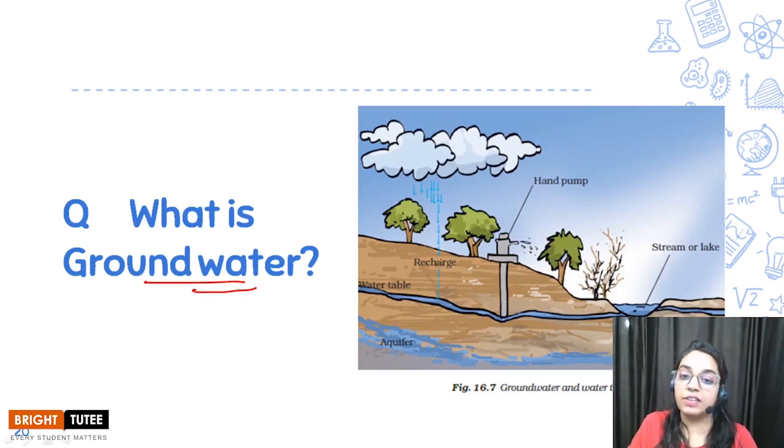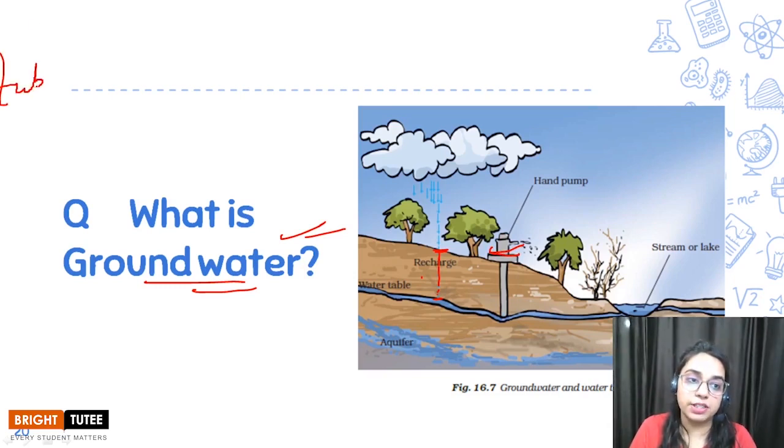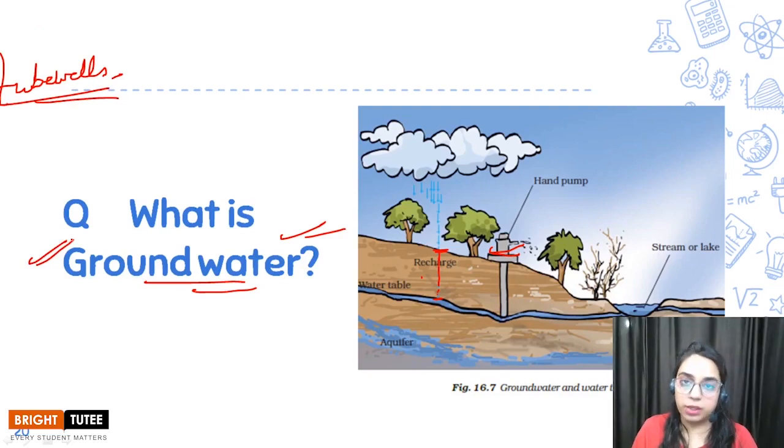So children, if we try to dig the ground from the surface, we will reach a depth where we find water. And the water which is found below the surface level is known as groundwater. Sometimes we also call it underground water, because it is the water found below the surface level, and it is this water that we can harness with the help of hand pumps, submersibles, or even tube wells. Okay children, these are some of the ways in which we can harness this groundwater, okay?